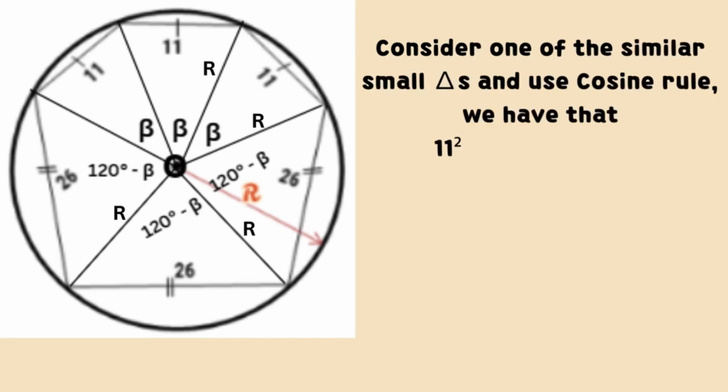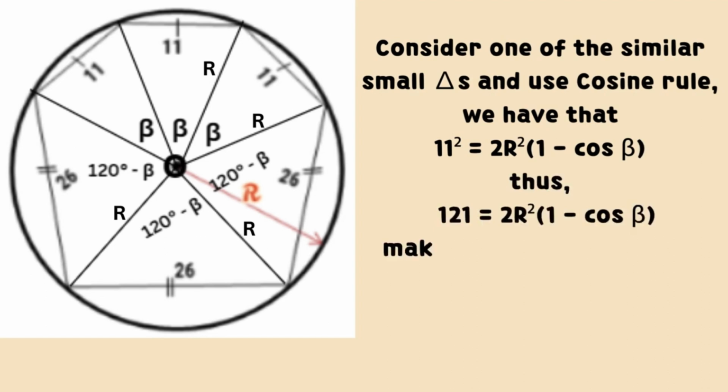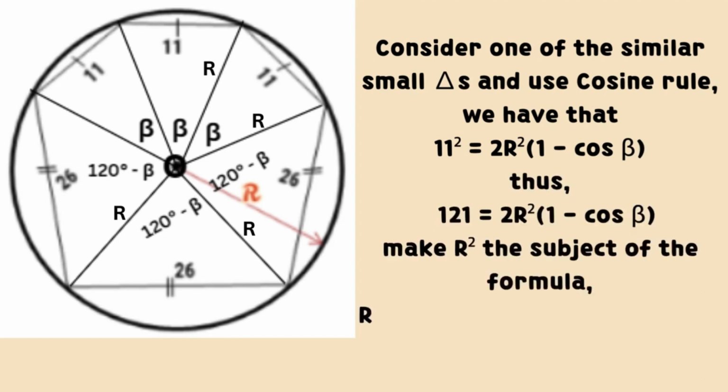Consider one of the similar small triangles and use the cosine rule. We have that the square of 11 equals the product of 2, the square of r and the difference between 1 and cosine beta. Simplify this result and solve for the square of r. That is, r squared equals 121 divided by the product of 2 and the difference between 1 and cosine beta. We call it equation 1.